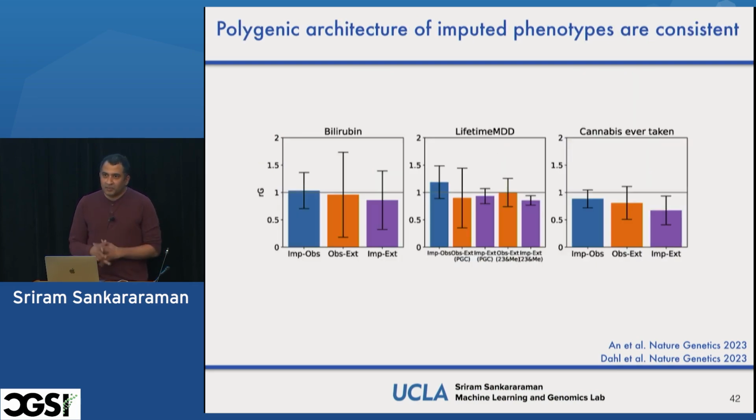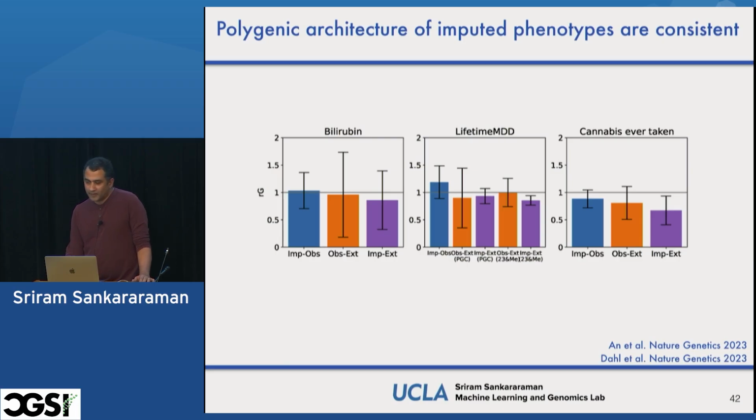We can also look at polygenic architecture, like genetic correlation, and see whether the genetic correlation between the original phenotype and the imputed, or the imputed and the external, are all consistent. That's telling us that the genetic architecture hasn't changed too much. And again, the genetic correlation appears to be quite consistent across imputation and both observed and external data sets.